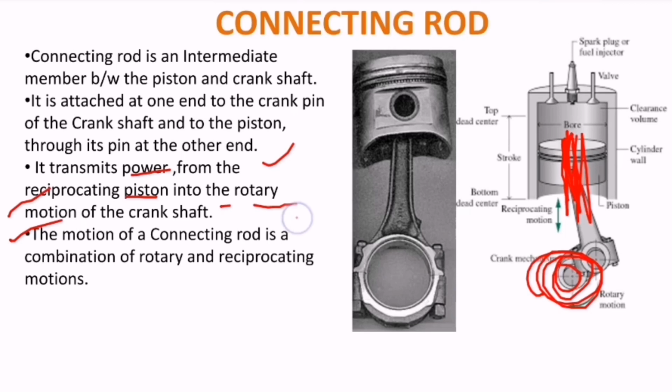So the motion of connecting rod is a combination of rotary and reciprocatory motions. Means it is a combination of rotary as well as reciprocating motions. So this is what connecting rod is. It connects between piston and crankshaft.